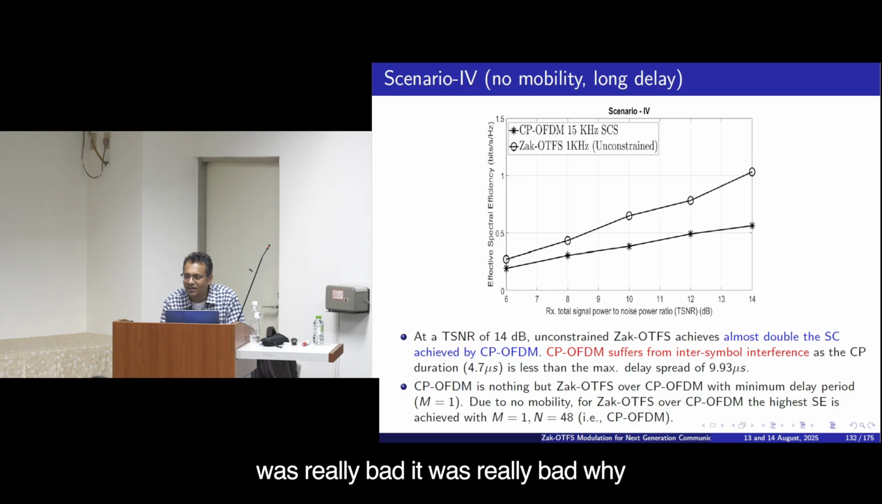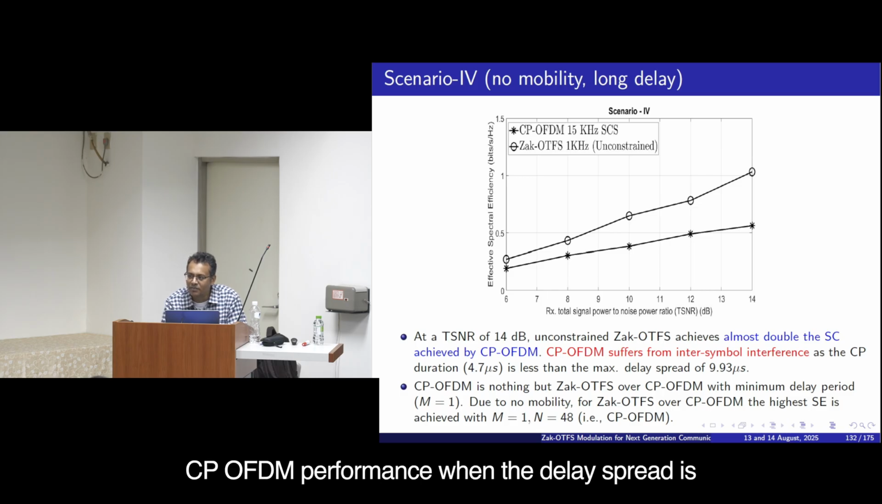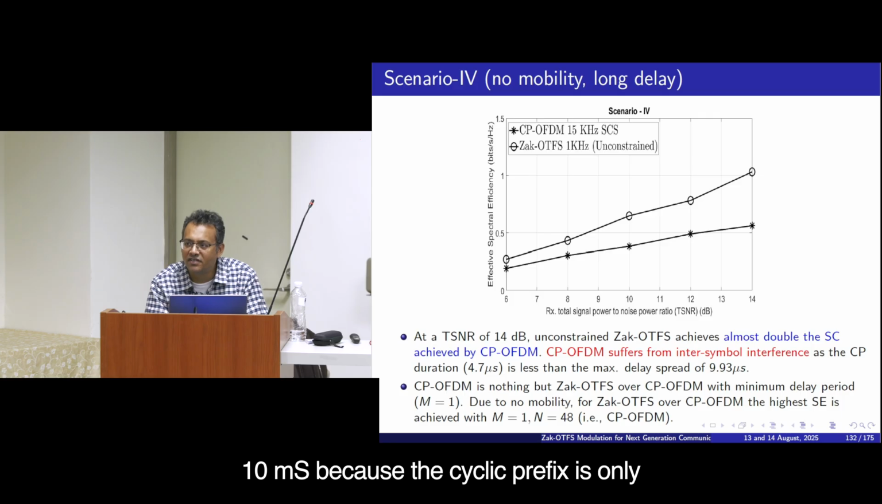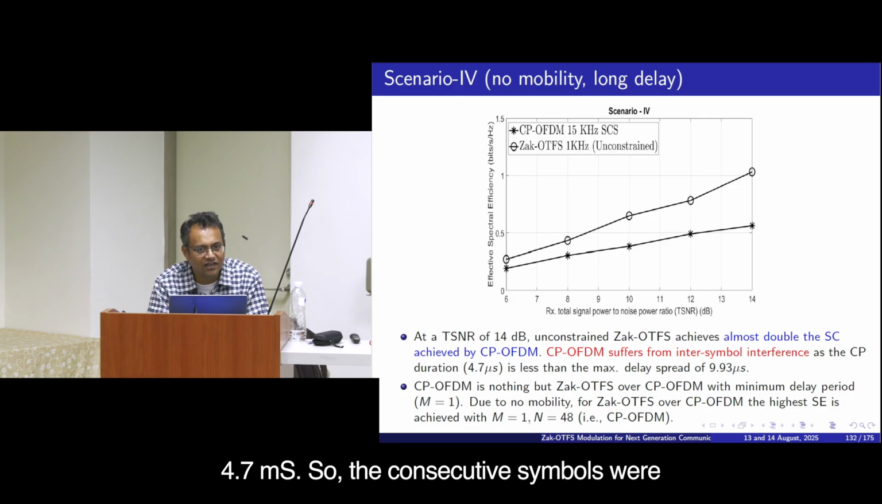It was really bad. Why, Kevin, why do you think it was bad? CP-OFDM performance when the delay spread is 10 microseconds? Because the cyclic prefix is only 4.7 microseconds.